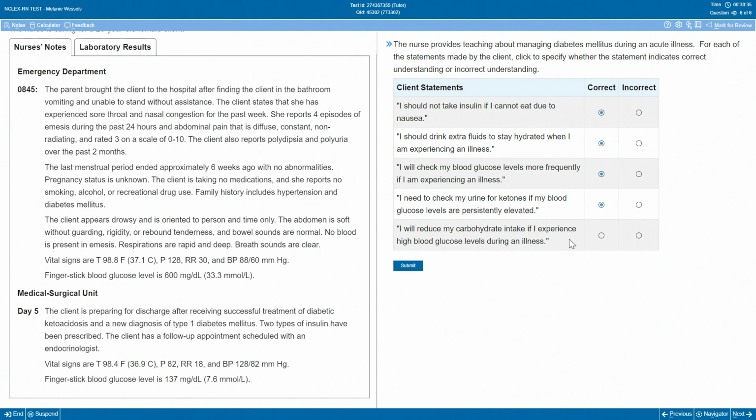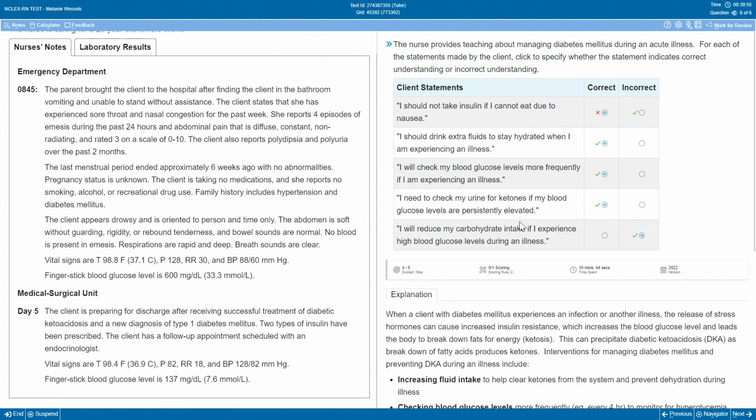And then here she's saying, I will reduce my carbohydrate intake if I experience high glucose levels during an illness. We actually do expect glucose levels to go up during an illness, but do they need less nutrition? Not necessarily. They still need nourishment to heal from their illness. So we wouldn't necessarily tell them to reduce their intake of anything when they're experiencing an illness. So I'd say that's probably an incorrect statement. Go ahead and submit here.